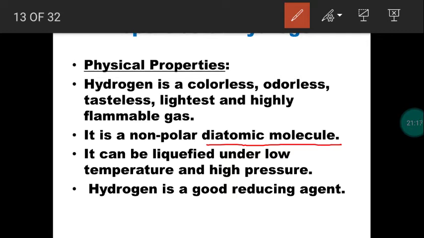Then, since it is a gas, it can be converted into liquid by reducing the temperature as well as applying high pressure. Then one more important point. Hydrogen is a very good reducing agent. So yesterday I said, if any substance undergoes oxidation, this will induce a reduction in another substance. So we call it a reducing agent. So hydrogen is a very good reducing agent.